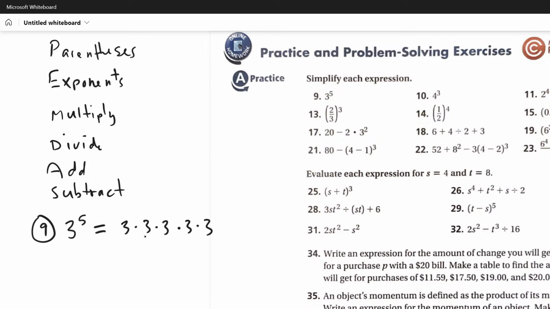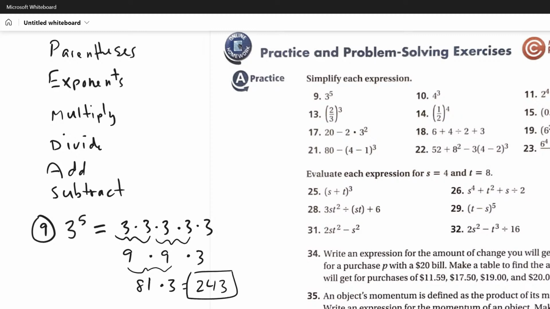So 3 times 3, what is that? That's 9, right? And this 3 times 3 is also 9, and then I have to multiply that by 3. So 9 times 9, that's 81. 81 times 3, that's 243. And so that is the answer to that problem.